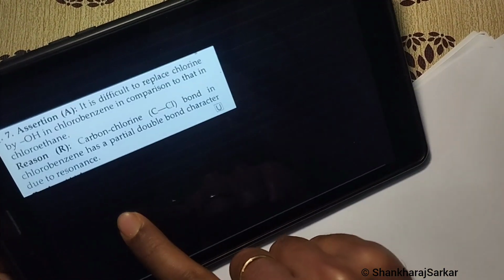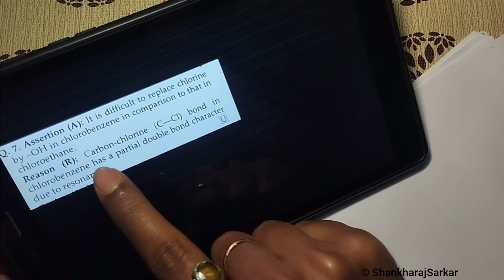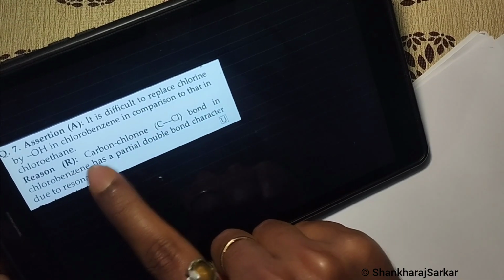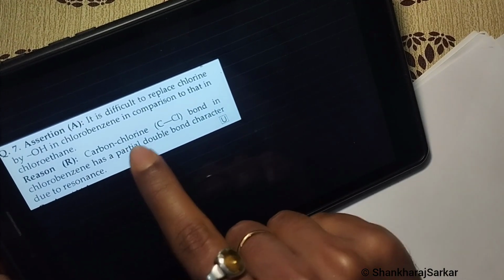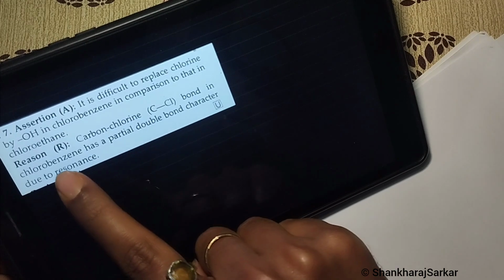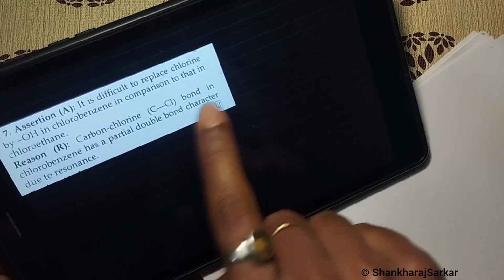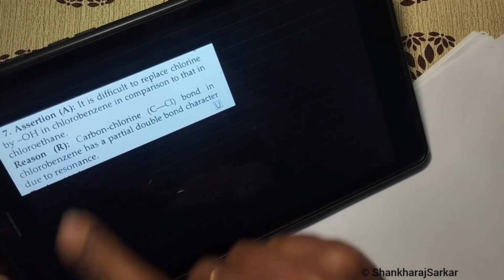Next, assertion: it is difficult to replace chlorine by OH in chlorobenzene in comparison to that in chloroethane. Yes, because of resonance. The reason is that the carbon-chlorine bond in chlorobenzene has a partial double bond character due to resonance. So both A and R are correct.